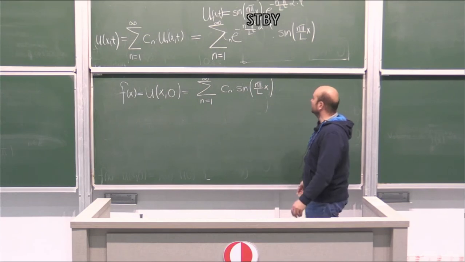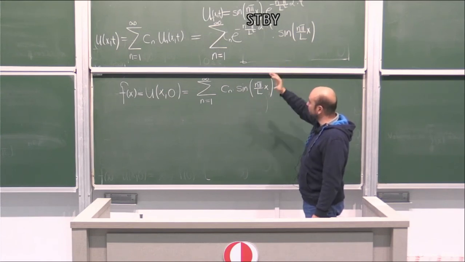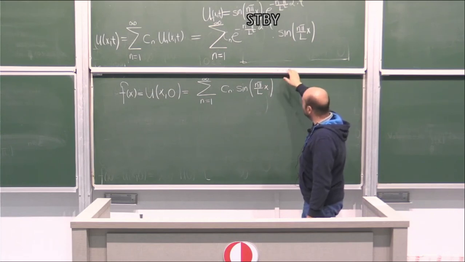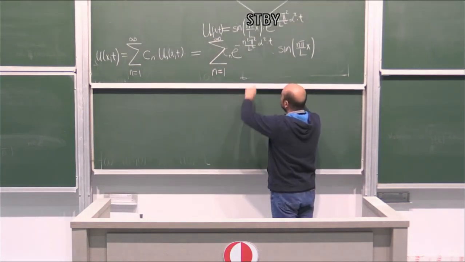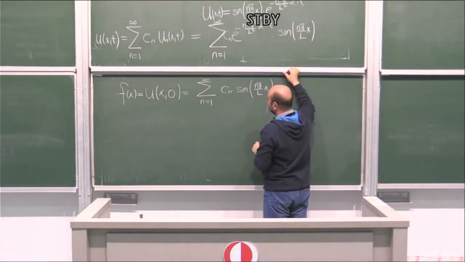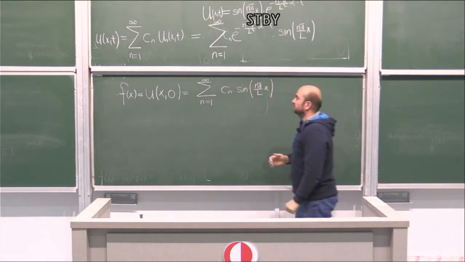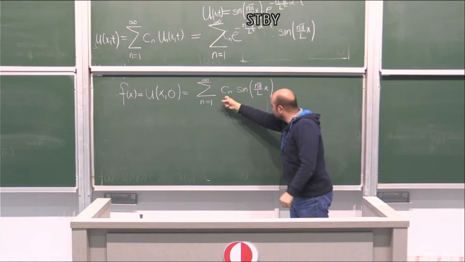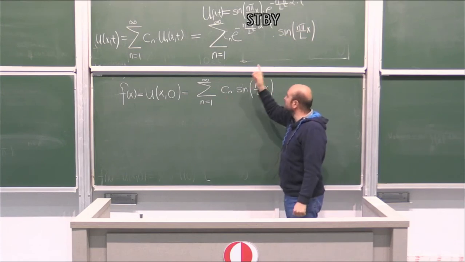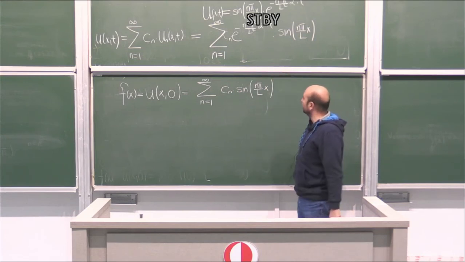These are some questions we need to answer, and we will answer them next time. Because we didn't finalize the problem yet, we know the general solution. To find this solution, I need to find the c_n's. And this equation tells me you have to write your function as a sum of sines. Then there should be some coefficients here, and those coefficients must be the coefficients there. So my solution has an infinite sum here.